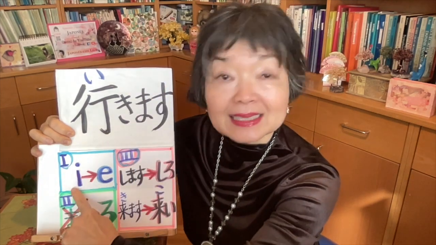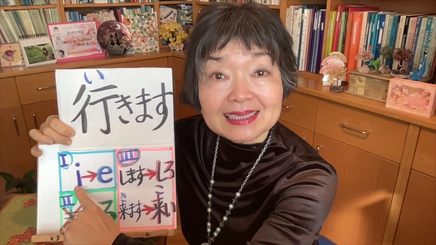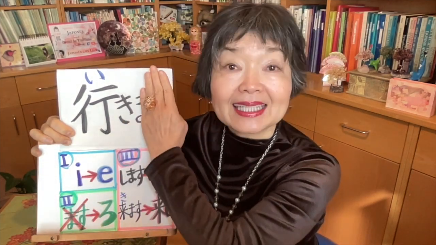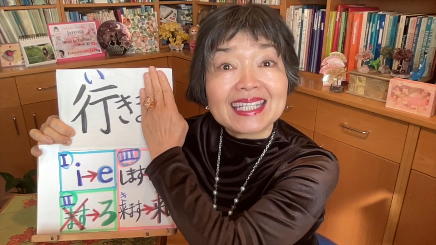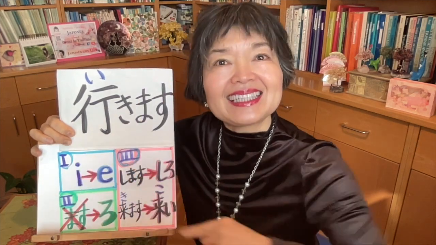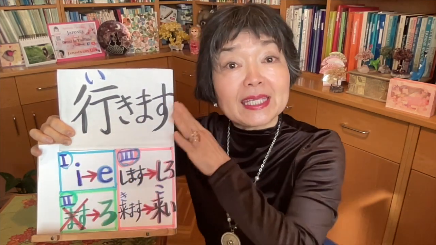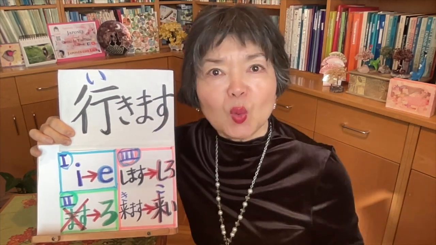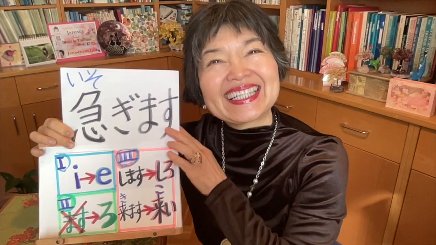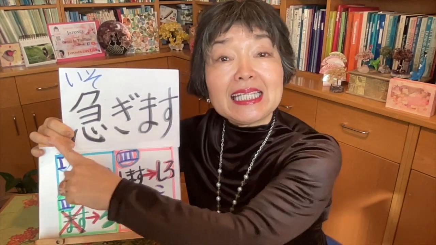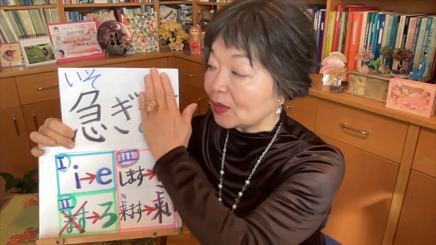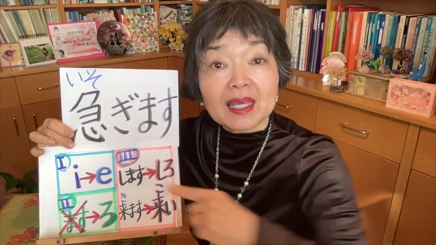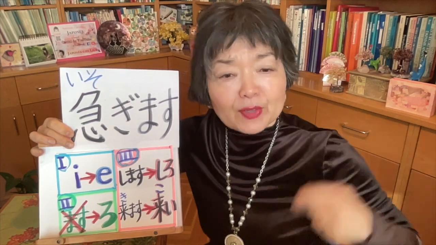So always this sound is I, and this must change to E sound. So き, かきくけ. So 行け. 行け, this is the imperative form of 行きます. 行け. It means go. To hurry up. 急ぎます. Without ます, ぎ, がぎぐげ. 急げ. Hurry up. 急げ.